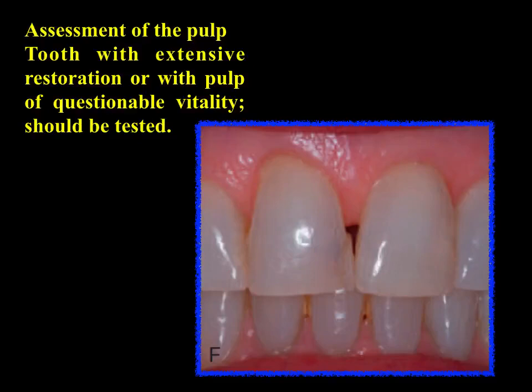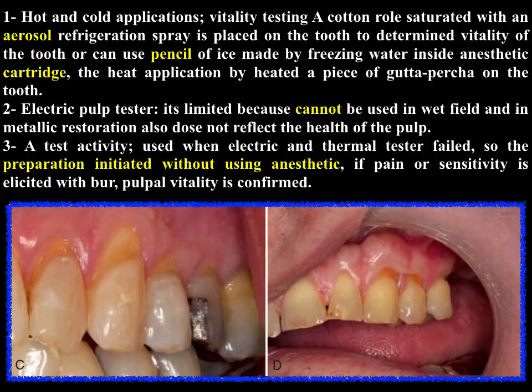Assessment of the pulp: a tooth with an extensive restoration, or with a pulp of questionable vitality, should be tested. If we see any restoration and the tooth has a large size, this tooth should have a pulp test, because it may be affected by the large restoration. Hot and cold application. This is a type of testing of the pulp.